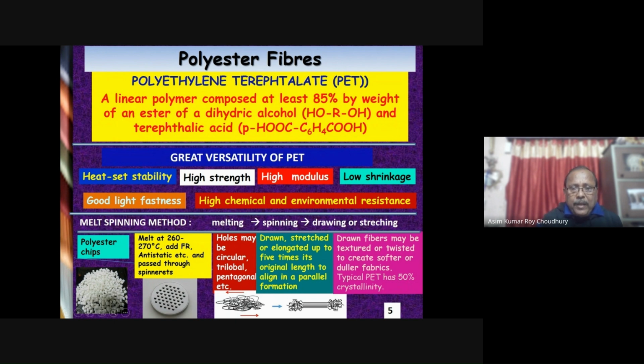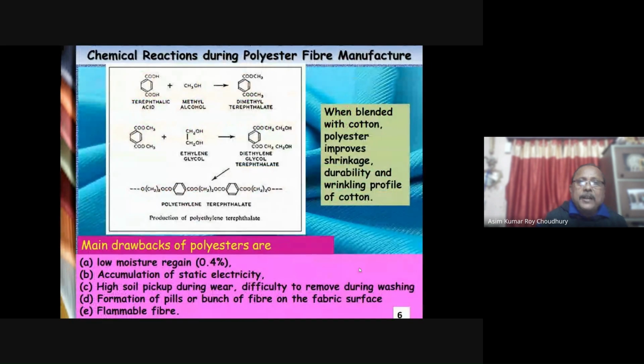This is the filament. Finally this is drawn, stretched. Stretching is required up to 5 times its original length to align the fibers in parallel formation, from this to this parallel formation. And the drawn fiber may be textured or twisted to create softer and duller fabric. Polyester contains about 50% crystallinity.